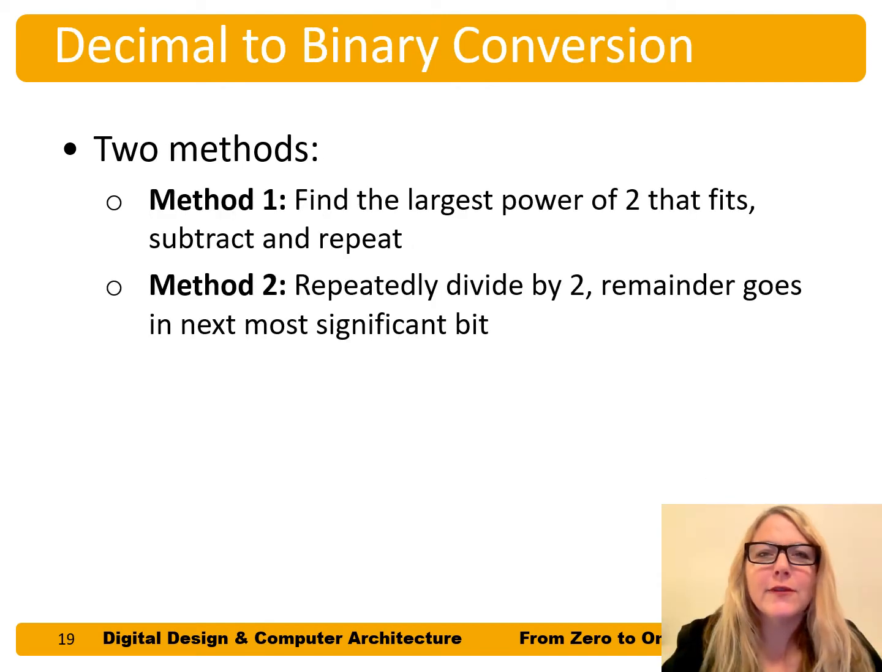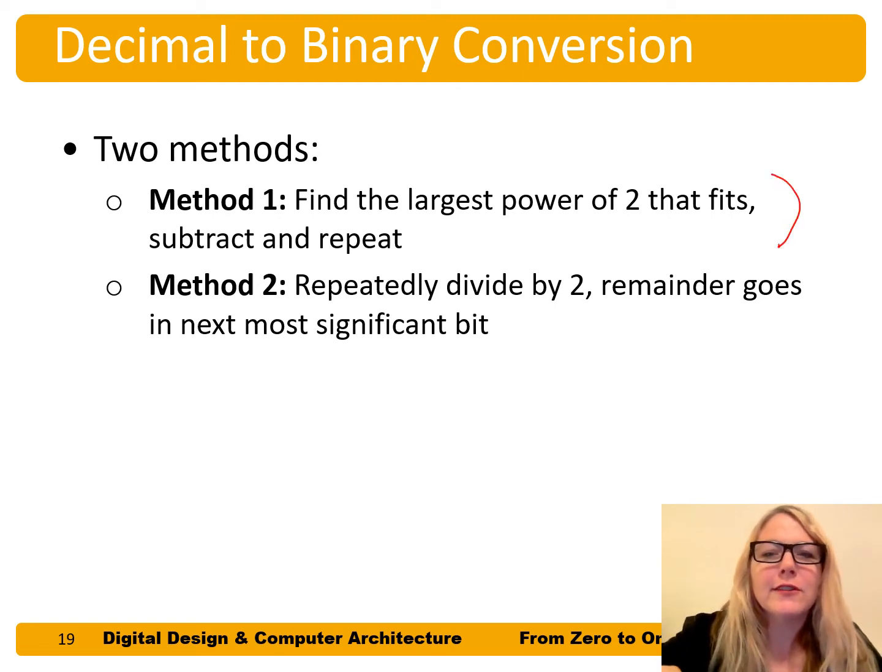There are two methods for finding the binary representation of a decimal number. So method 1, which we showed a few slides ago, where we find the largest power of 2 that fits, subtract and repeat. And then there's a second method where we repeatedly divide by the base, in this case 2, and the remainder goes in the next significant bits. So let's show both of these methods.